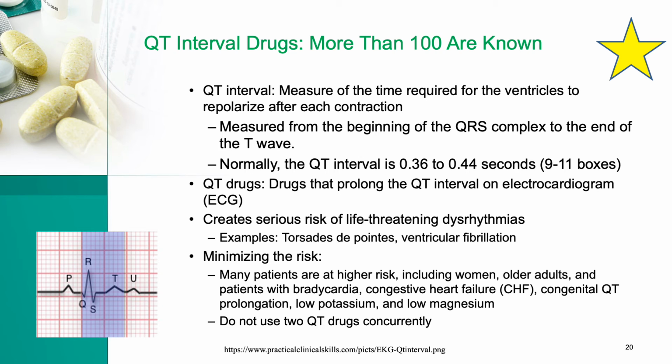The QT interval is a measure of the time required for the ventricles to repolarize after each contraction. It is measured from the beginning of the QRS complex to the end of the T wave. Normally, that interval is 0.36 to 0.44 seconds, or 9 to 11 boxes. Most commonly used medications can prolong the QT interval, but it rarely leads to torsades and sudden death in low-risk patients on one QT drug.